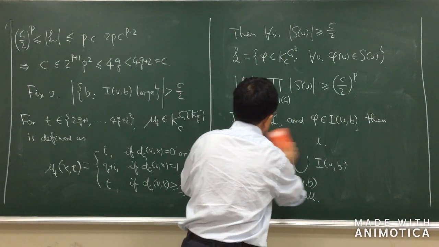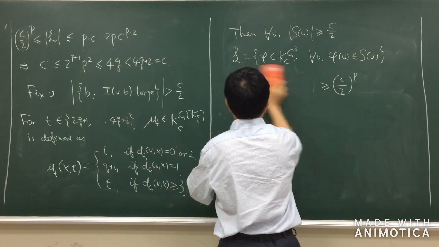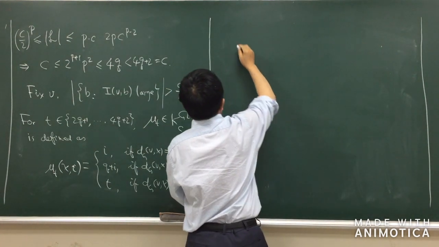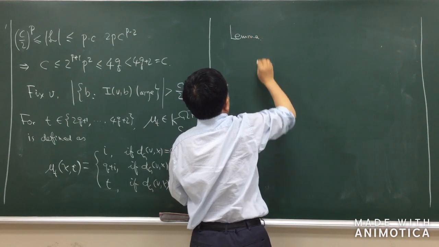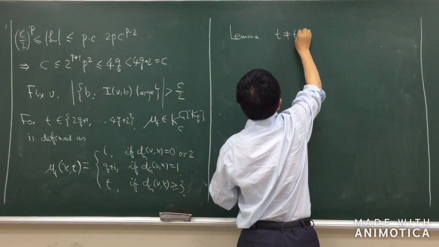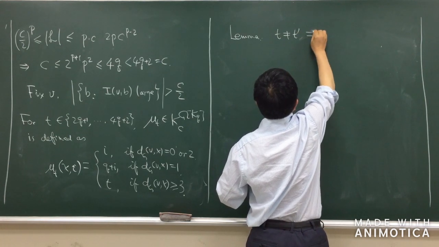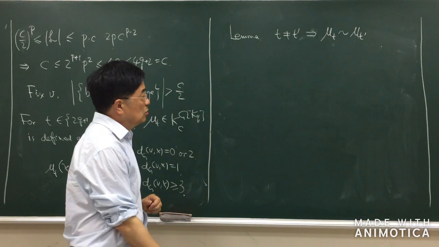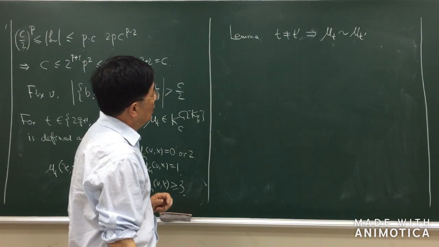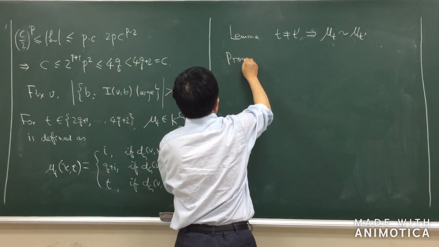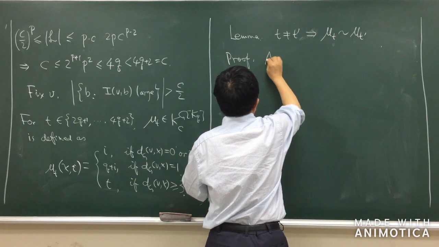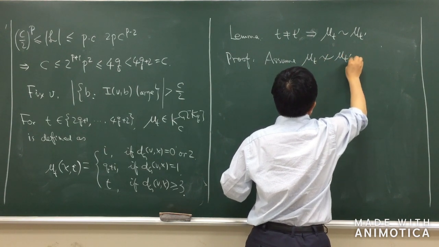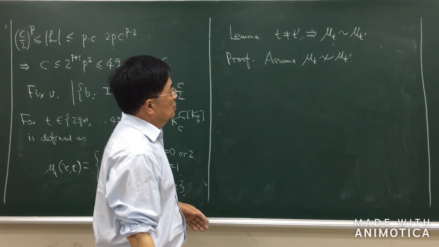Okay, so first we show that these maps are pairwise adjacent. Let's write this. If t is not t prime, then this implies that mu t is adjacent to mu t prime in the exponential graph. Okay, we'll prove this. Assume this is not true. Assume that mu t is not adjacent to mu t prime. Why is it not adjacent? Not adjacent by definition.